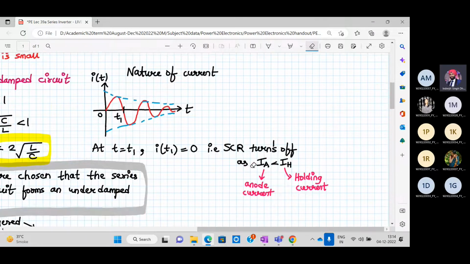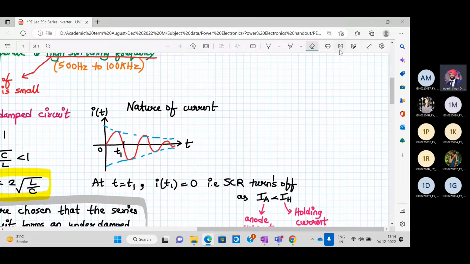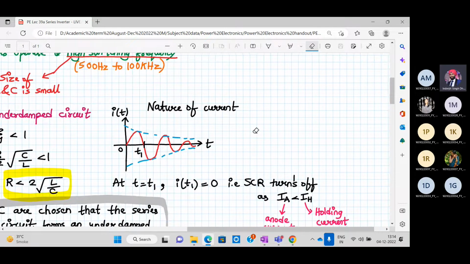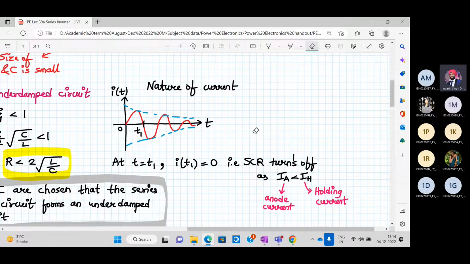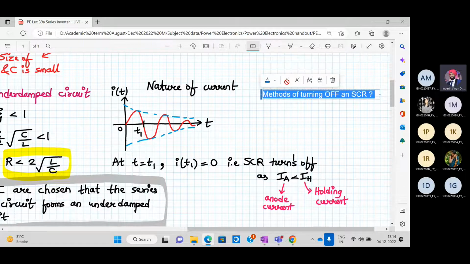Now, can you tell me when does an SCR turn off? What are the two methods by which an SCR can turn off? Anyone? So what are the methods of turning off an SCR? Can anyone try? How can we turn off an SCR?